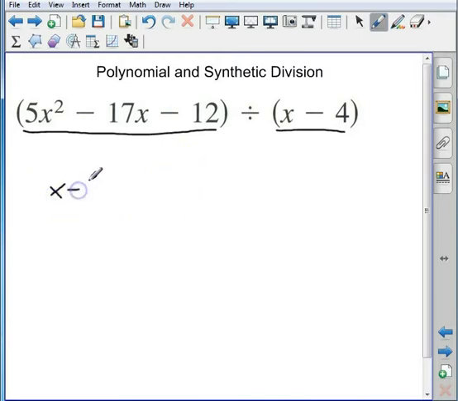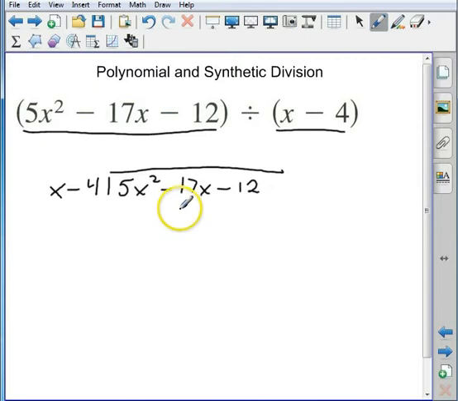I've got x minus 4 being divided into 5x squared minus 17x minus 12. Now we're only going to be working with the lead terms of our polynomials, and everything else is just going to follow along. So I have to ask myself, what do I multiply x by to give me 5x squared? And of course the answer is 5x. So 5x times x is 5x squared.